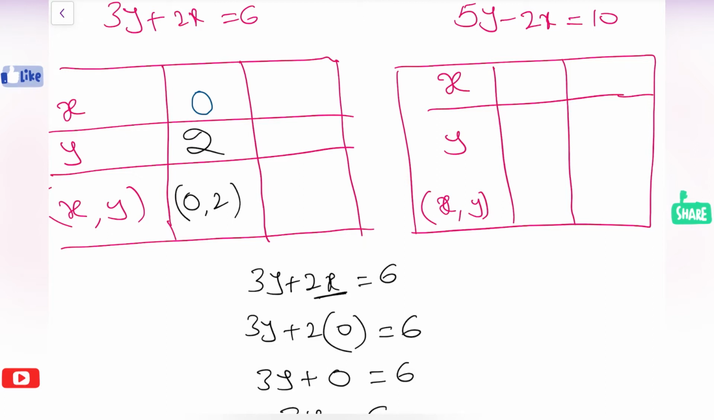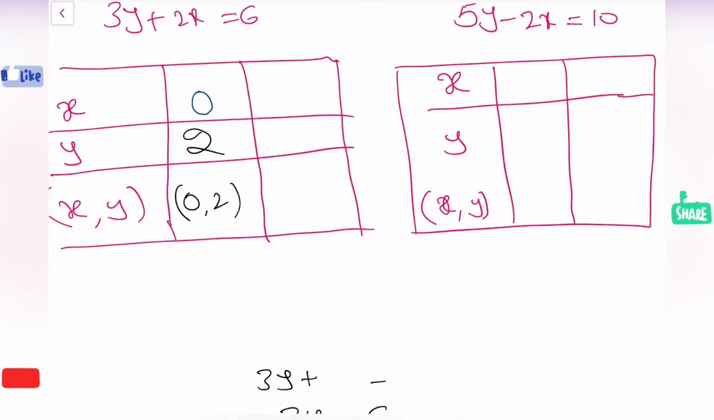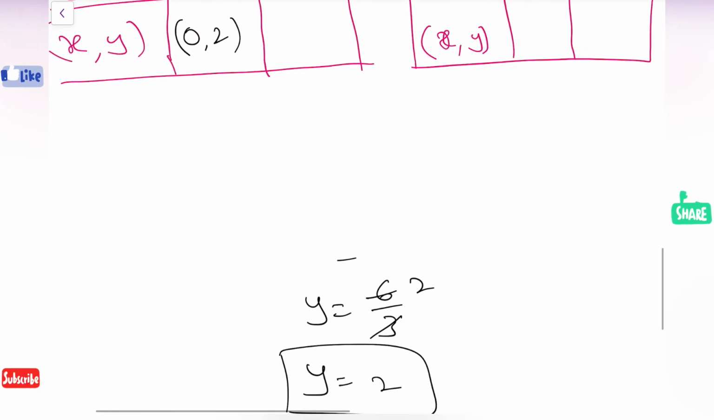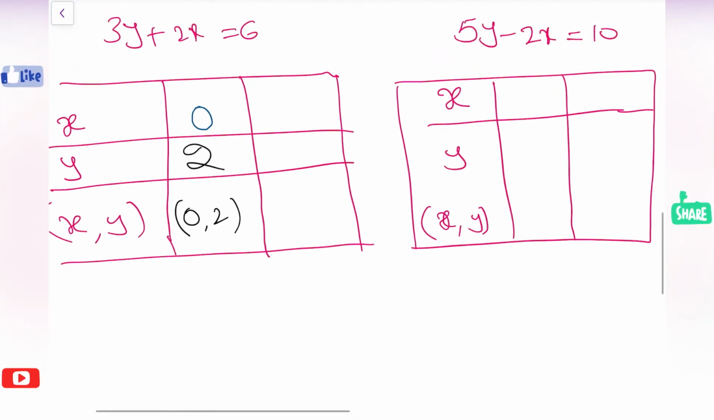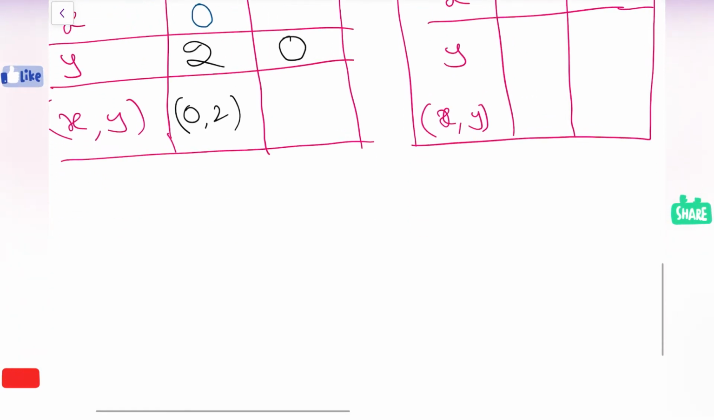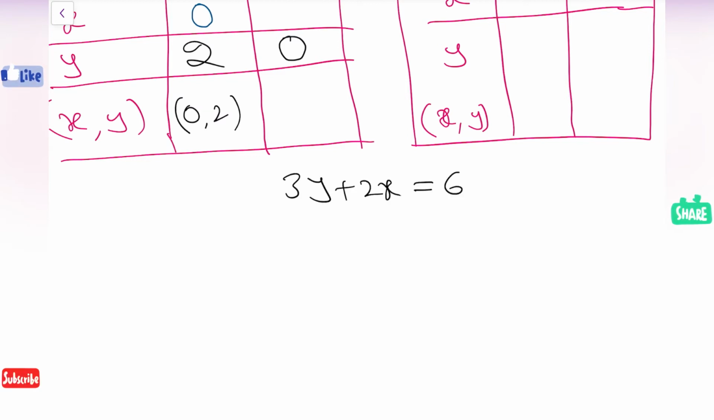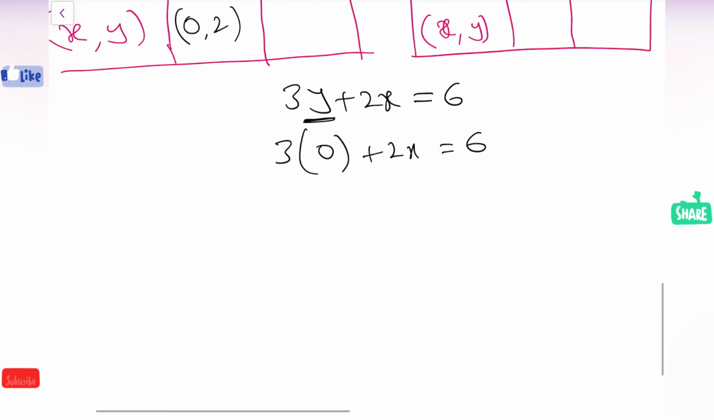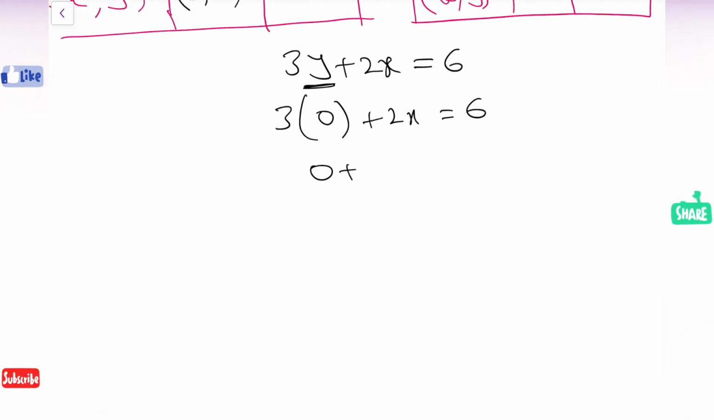Next what we need to do is, again the same, take the first equation only. Now substitute the y value as 0. So the equation we have is 3y plus 2x is equal to 6. Now 3 as it is, here we have y, in the place of y substitute 0, plus 2x as usual equals 6. 3 into 0, 0 plus 2x equals 6. 0 plus 2x is nothing but 2x is equal to 6.